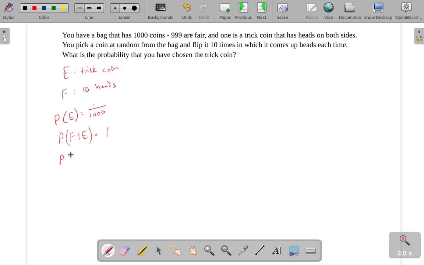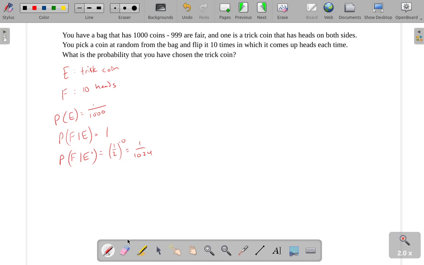Similarly, the probability of F given E complement, we could figure this out. If I had something that's not the trick coin, what is the probability of getting 10 heads in a row? Well, each coin flip is independent of one another, and so to find the probability of getting 10 heads in a row, that would just be 1/2 times 1/2 times 1/2 times 1/2, and so on. This actually comes out as 1 over 1,024. If we were to take 2 to the 10th, that's 1,024.